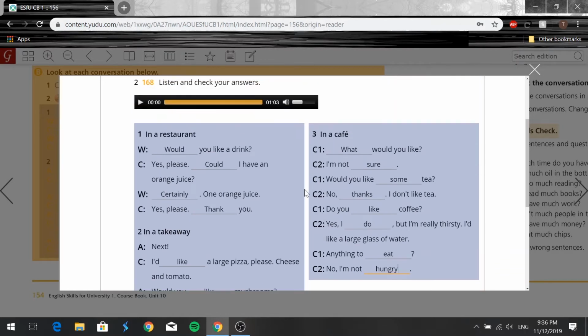Okay? Then we have in a cafe. What would you like? I'm not sure. Would you like some tea? No thanks, I don't like tea. Do you like coffee? Yes, I do, but I'm really thirsty. I'd like a large glass of water. Anything to eat? No, I'm not hungry.